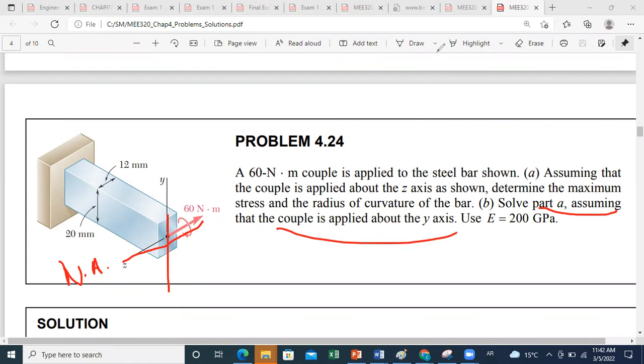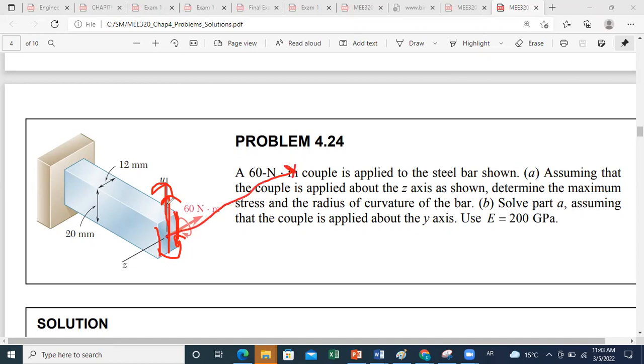Now, when you reverse the scenario, if you solve the same problem assuming that the couple is about Y-axis, then you are applying a couple about Y. When you apply the couple about Y, you will do this. So here you will compress this part, if the moment is along positive Y, and this part will be in tension. And then due to this bending effect, the center of your curvature will be up, along Z like this. So you will have a bending in this way.